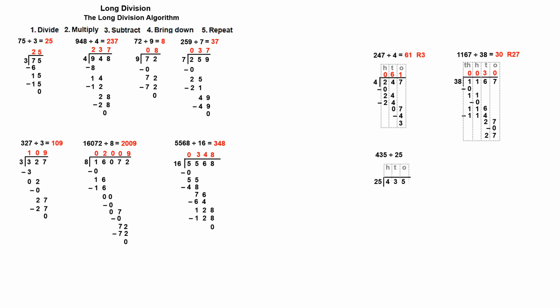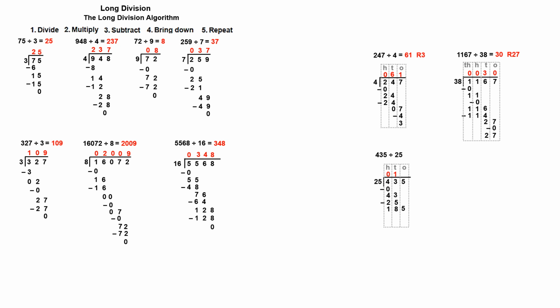25 does not go into 4, so we put 0 in the quotient in the hundreds place. Multiply 25 and the 0, then subtract 0 from 4 and bring 3 down. 25 goes into 43. 43 divided by 25 equals 1 and some extra. We put 1 in the quotient in the tens place. Multiply 25 and 1, then subtract 25 from 43 and bring 5 down.